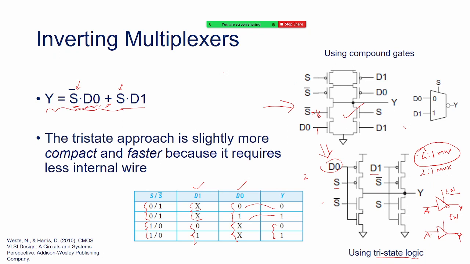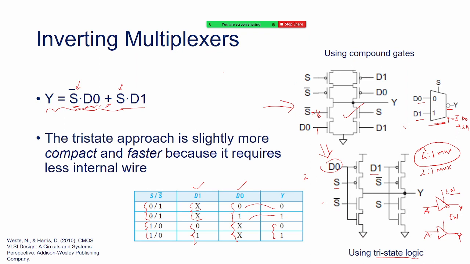First we have to draw the truth table, then get the equation. After that, this is the symbol for a 2:1 mux. So D0, D1, and this is the output, which will be a bubbled output, because we have shown an inverting one. So we know that the output would be y equals S bar D0 or S D1. So this is the logic function.